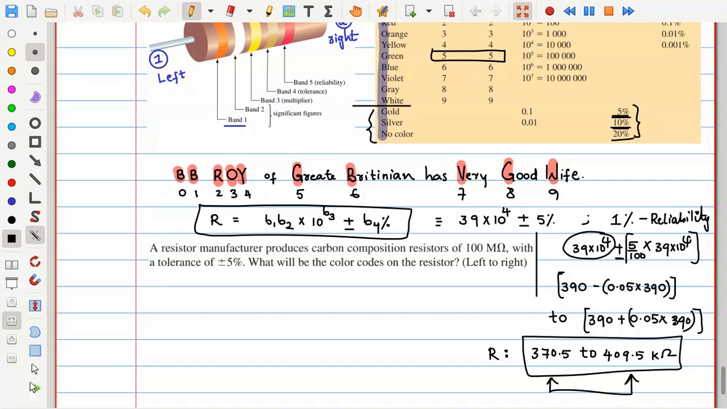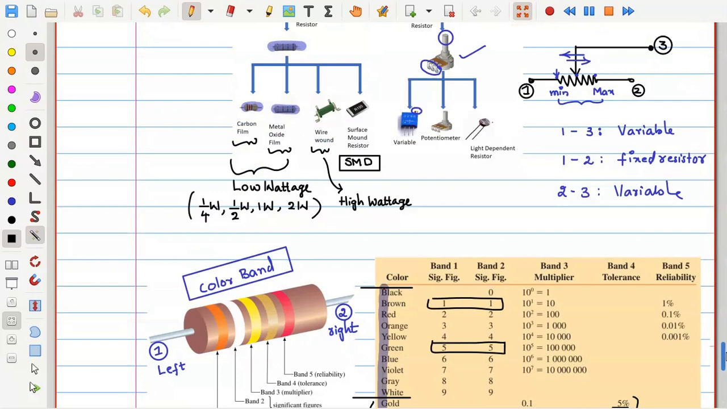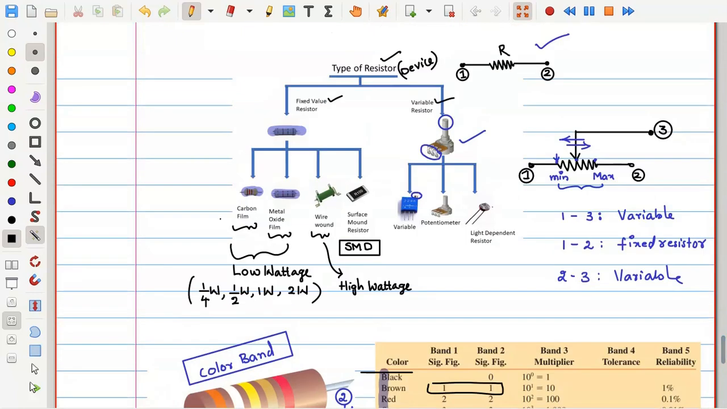Yes, sir. Right. Just let me conclude with this problem, it is so interesting. Let us take this problem. A resistor manufacturer produces a carbon composition resistor. Carbon composition resistor means which kind of resistor? See this one. This carbon film can also be called carbon composition. These kinds of resistors are represented with color bands, like this.